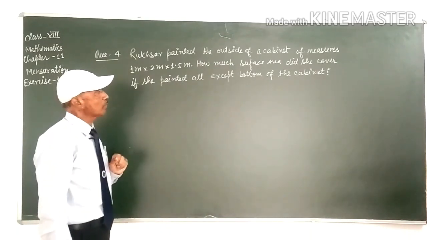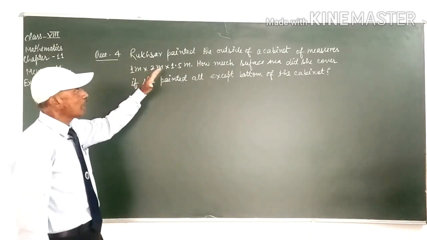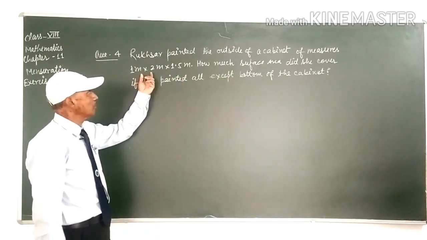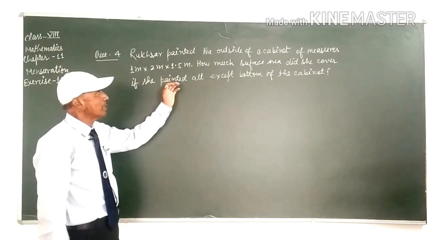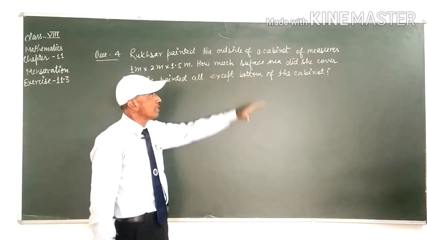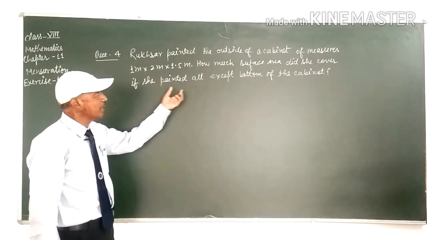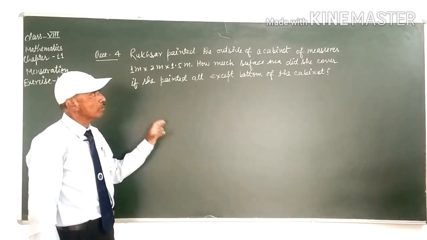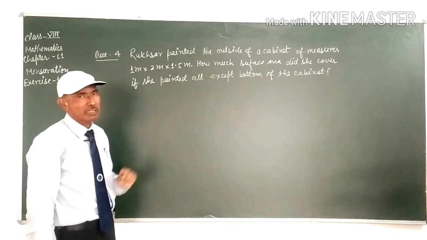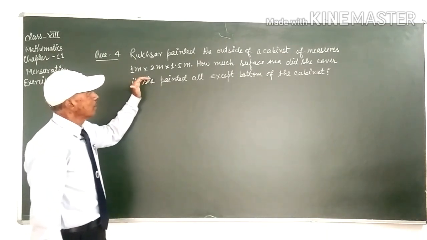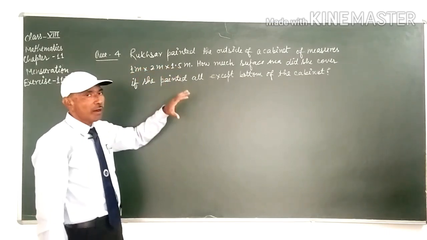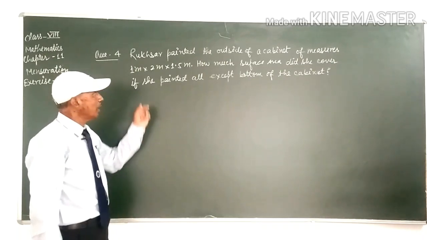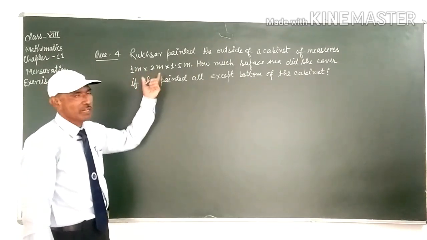This is question number 4, and in this question Ruksar painted the outside of a cabinet that measures 1 meter into 2 meter into 1.5 meter. How much surface area did she cover if she painted all except the bottom of the cabinet? So students, in your book the figure of the cabinet is given, and Ruksar painted all its surfaces except the bottom, and the measurement of the cabinet is given here.